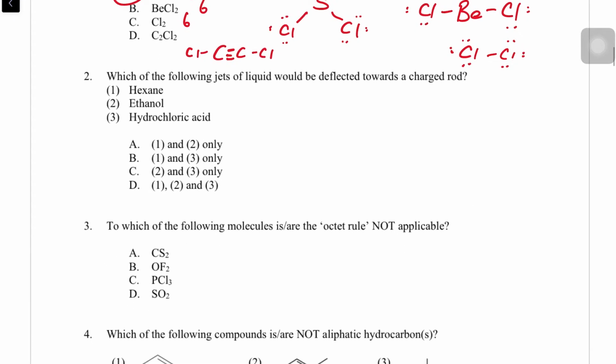Next, which of the following liquids deflects towards the charged rod? That means this is a polar molecule. The question asks which of them is the polar molecule. So of course, hexane, no. Ethanol, yes. And hydrochloric acid, because it contains water, so sure. So the answer is C.